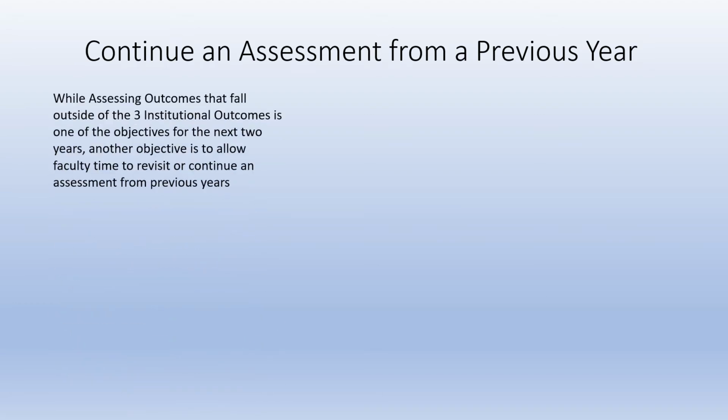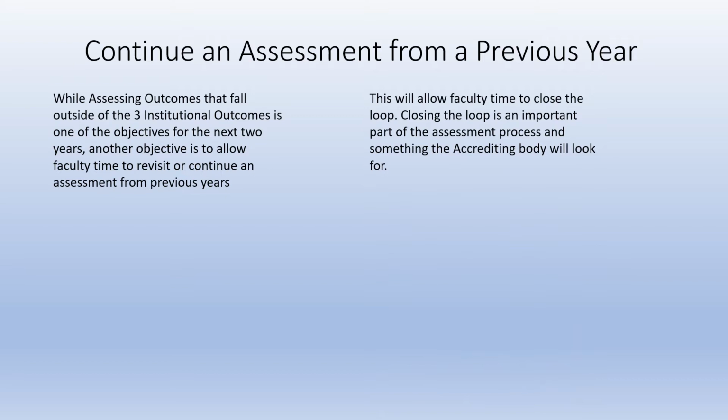So another thing you might be doing this year is continuing an assessment from a previous year. While assessing outcomes that fall outside of the 3 institutional outcomes is one of the objectives for the next 2 years, another objective is to allow faculty time to revisit and continue an assessment from previous years. And in the future, after the next 2 years, we're going to build that into our 7-year plan process. What this will do is allow faculty time to close the loop. Closing the loop is an important part of the assessment process and something that the accrediting body will look for.